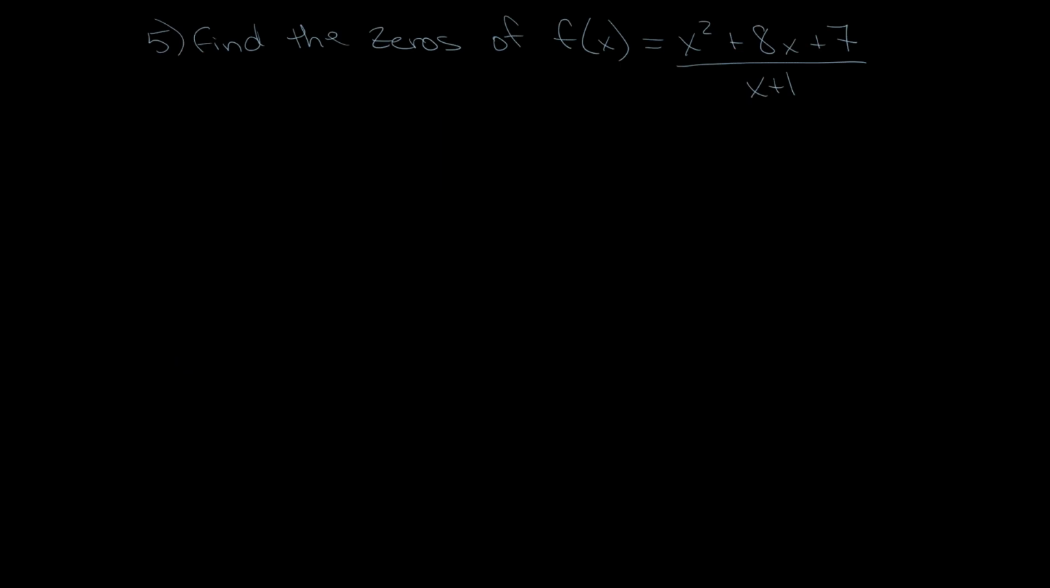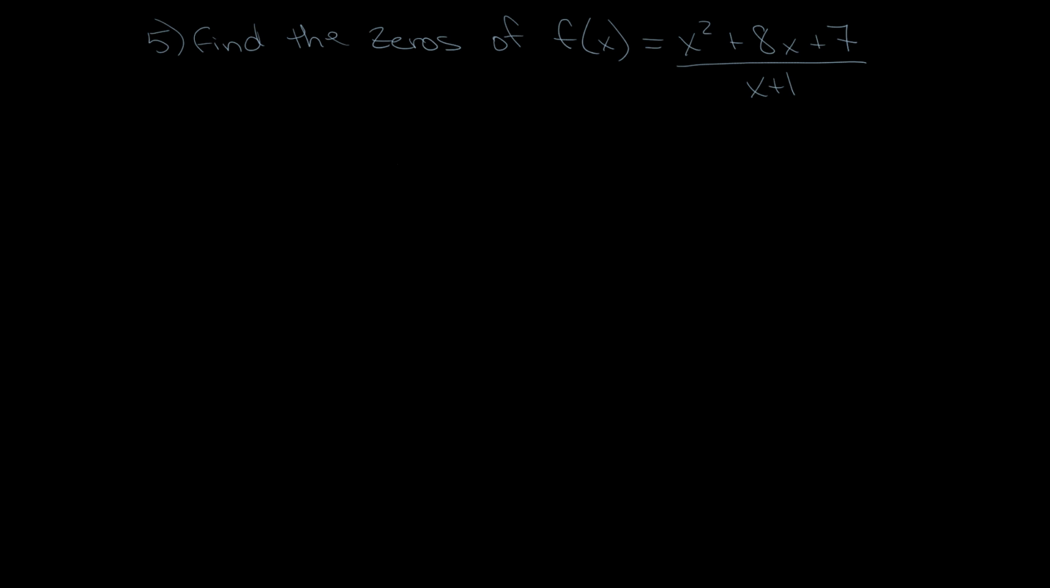Number 5 says find the zeros of the function f of x equals x squared plus 8x plus 7 over x plus 1. The zeros of the function is the same thing as just solving it or finding the solutions, because those are the points that if we graph this, it would cross through the x-axis. So finding the zeros and finding the solution is really asking the same thing. So we're going to factor.